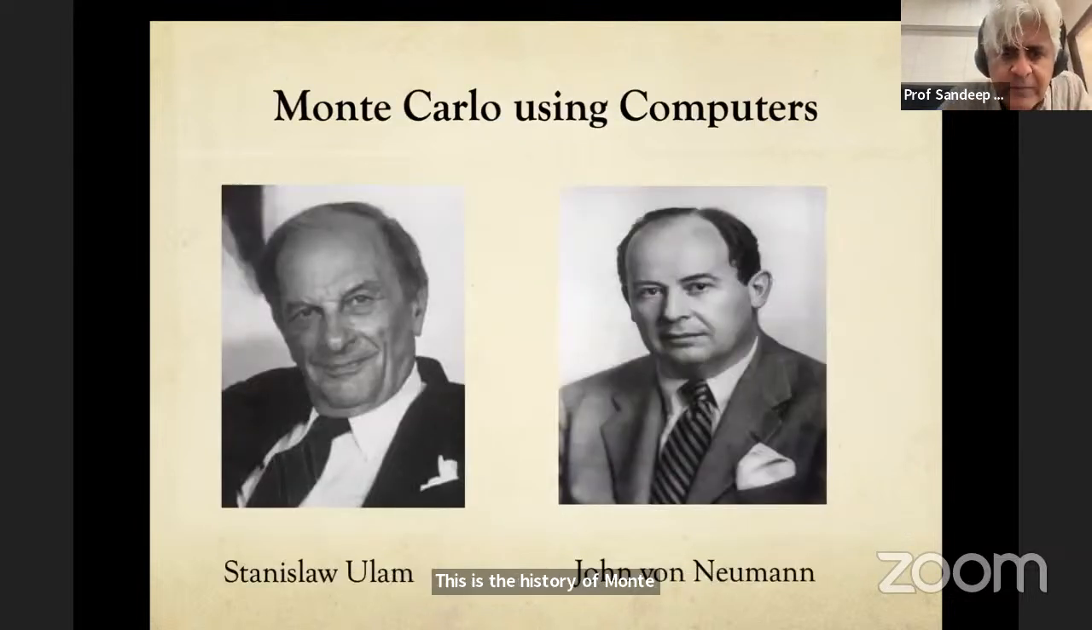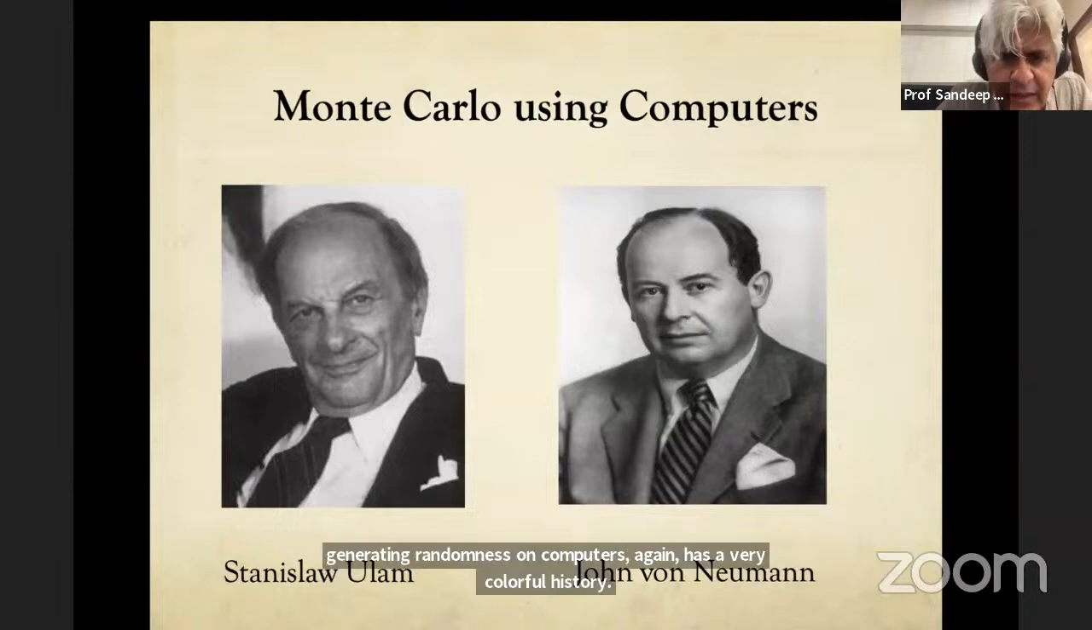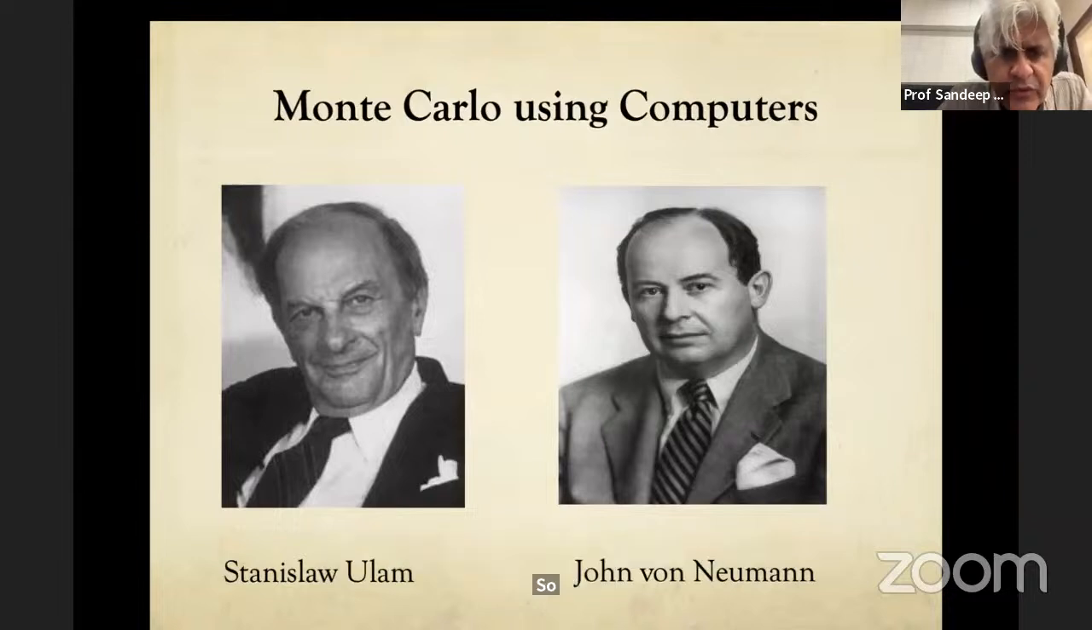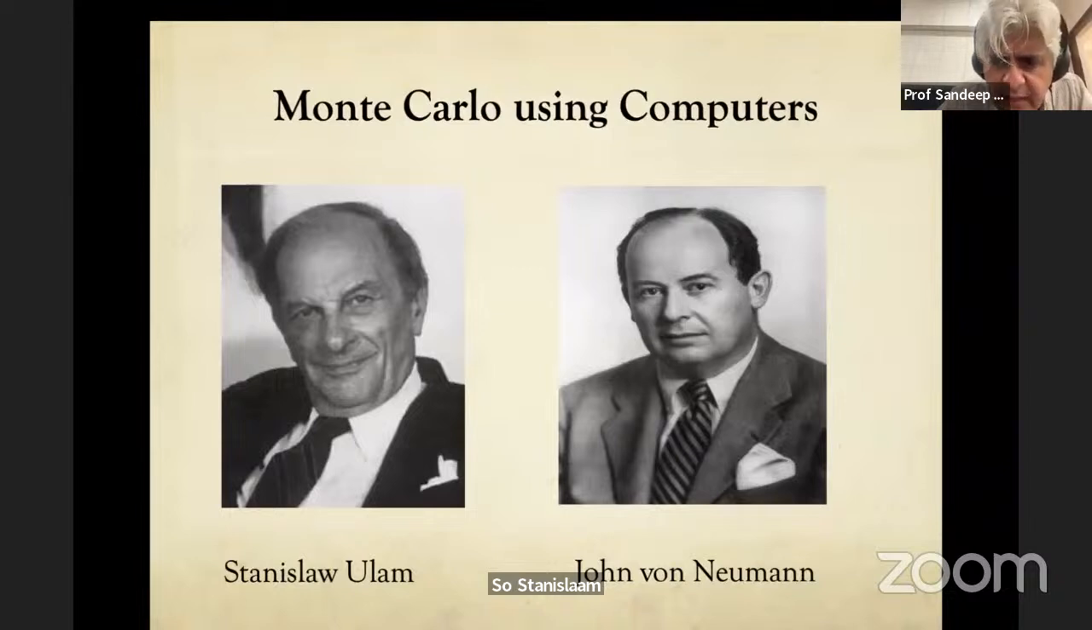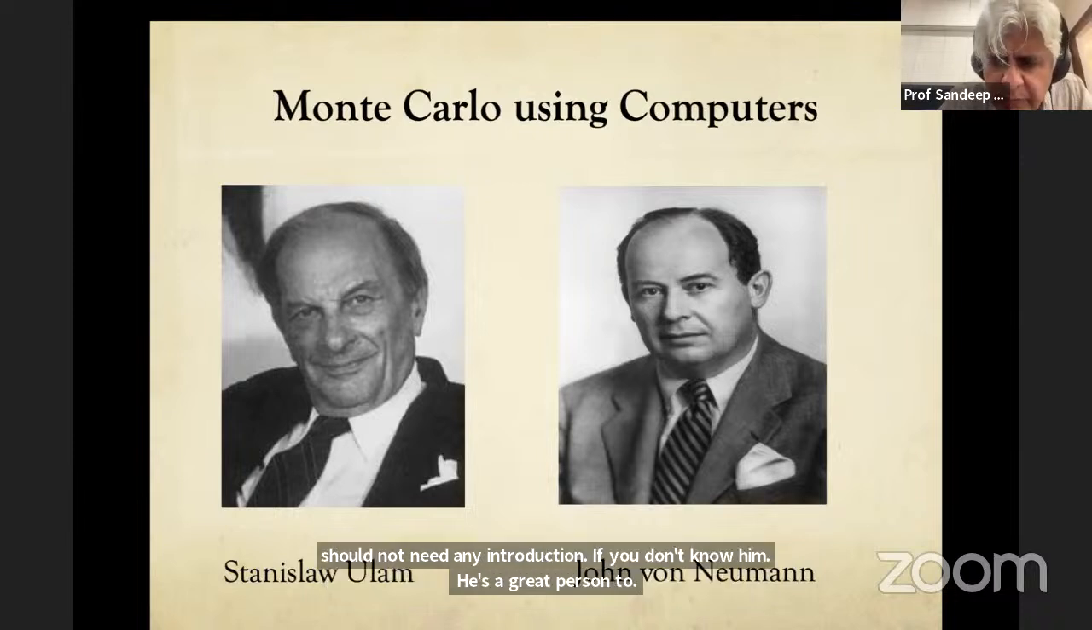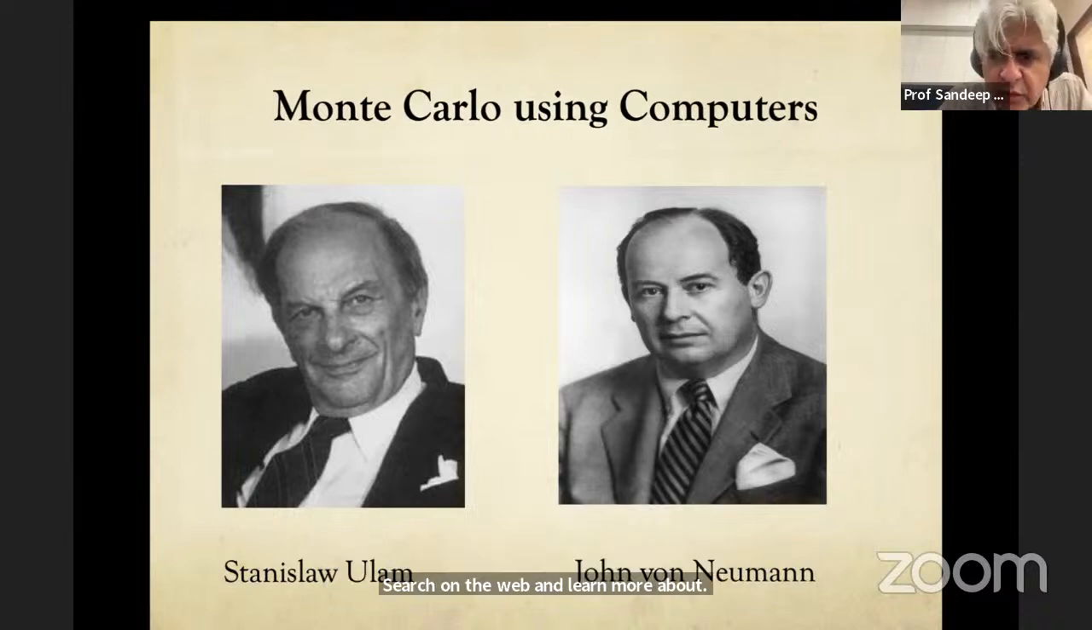We want to generate randomness, but generating randomness on computers again has a very colorful history. So, this was the time during the Manhattan Project near Los Alamos. So Stanislaw Ulam is a physicist, a mathematical physicist, so a mathematician. And John von Neumann is John von Neumann. He should not need any introduction. If you don't know of him, he's a great person to search on the web and learn more about. People used to think of him as an alien because he was far too intelligent to be a human being. He's a creator of many interesting mathematics. Quantum computing had major contributions, and Monte Carlo methods and more pure mathematical, more fundamental mathematics.